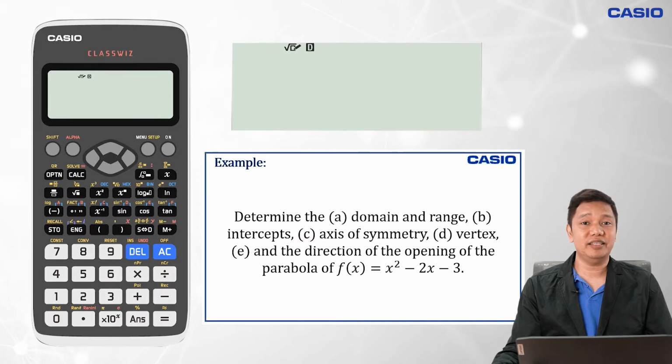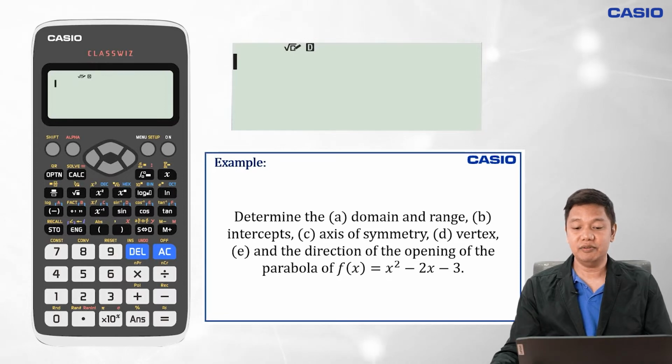In graphing quadratic functions, we need to determine certain properties, and these are the domain and range of the function, the intercepts of the function, the axis of symmetry, the vertex of the parabola, and the direction of the opening of the parabola. To do so, using our Casio Classwiz, we need to have the equation function.